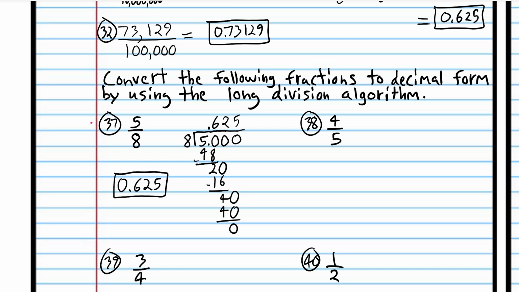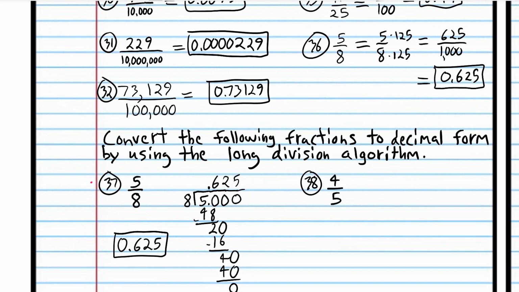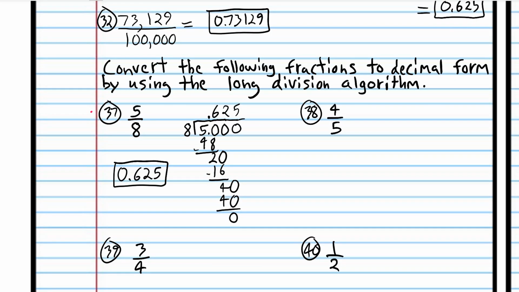And notice we had the same answer as 36. We just got there a lot faster than having to divide 1,000 by 8 to find this number that we multiply both sides of the fraction by, which ended up being 125 in that example. So 38, let's do another one together.